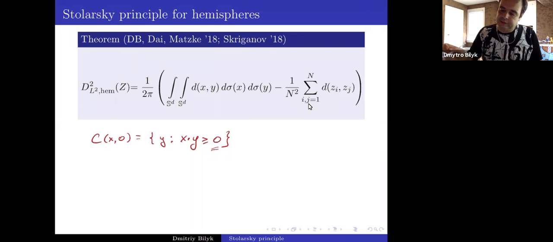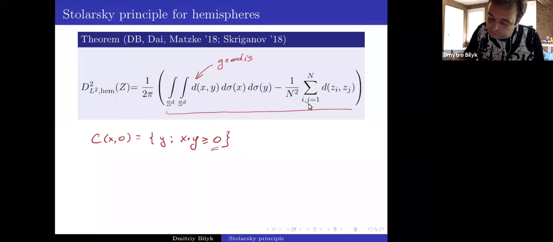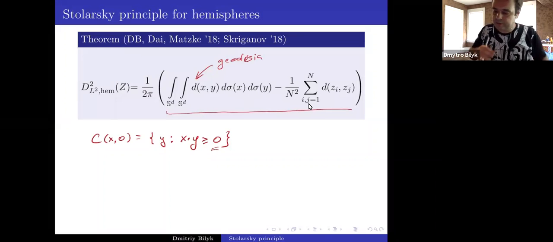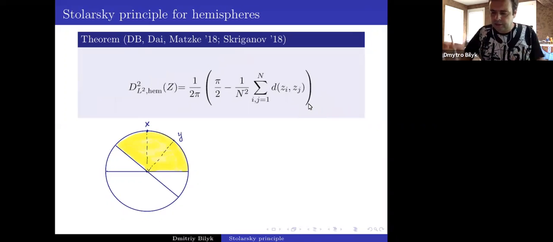Okay, so you get almost the same thing as for the original Stolarsky principle, but now instead you have the geodesic distance instead of the Euclidean distance. You have the exact same form of the principle, but with the geodesic distance. It's actually very easy to see that if you take a look at two different hemispheres, the size of the surface measure of their intersection depends linearly on the angle between x and y, the geodesic distance between x and y.